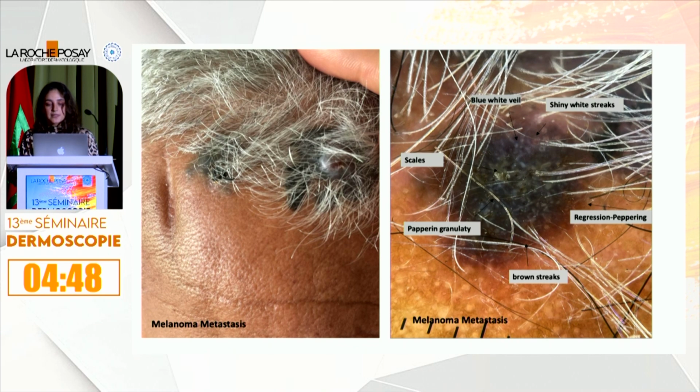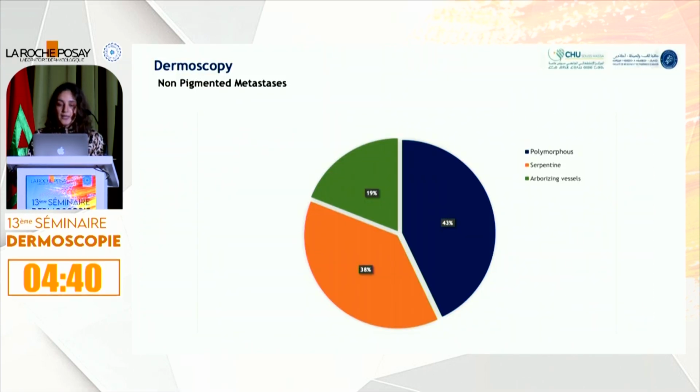Dermoscopy shows pigmented lesions with a brown streak, blue-white veil, shiny white streak, peppering granulation, some scales, and no discrete vessel noted. Non-pigmented metastases demonstrate a vascular pattern in 100%, with 43% of polymorphous vascularization. The most frequent subtype of vascular pattern was serpentine or linear irregular vessels.